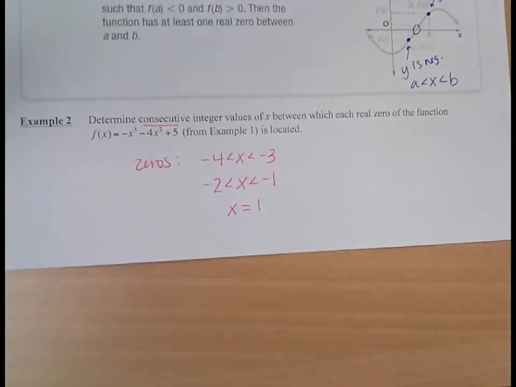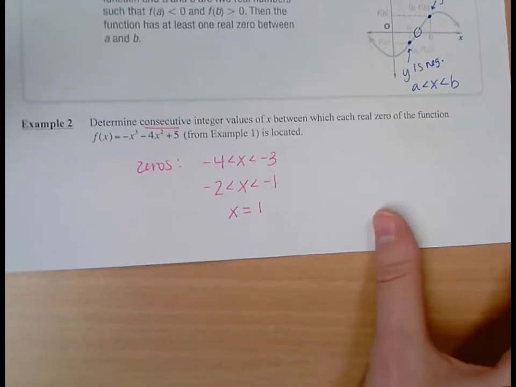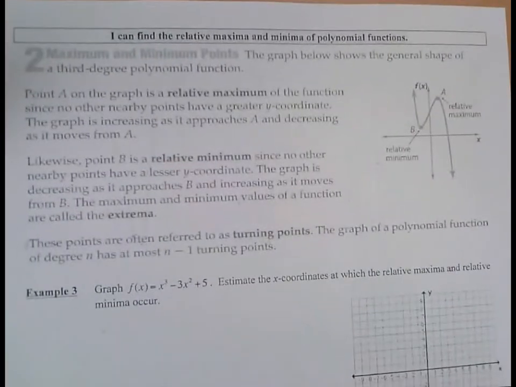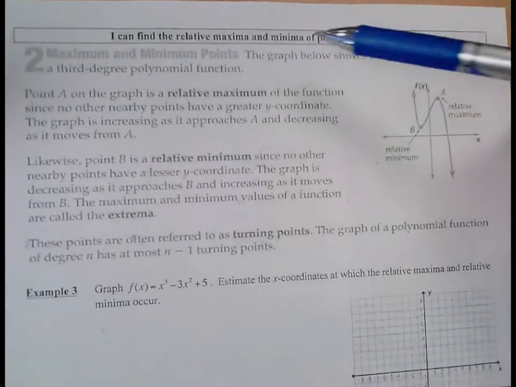Okay, questions on those? Kind of a review from last chapter as well. All right, so then the next part, finding relative maxima and minima. And I'm going to have you actually graph for example 3, but just to talk about what this is on a graph.